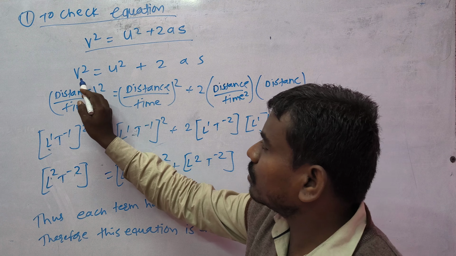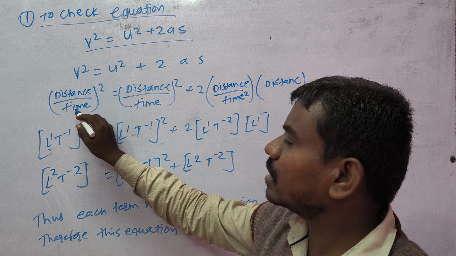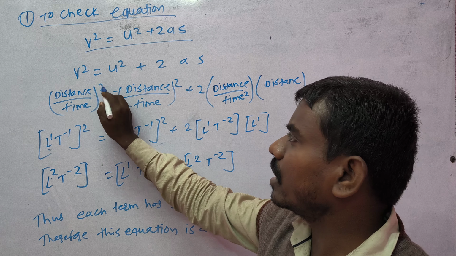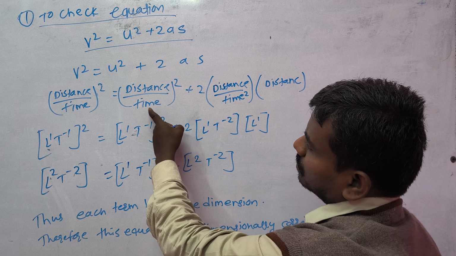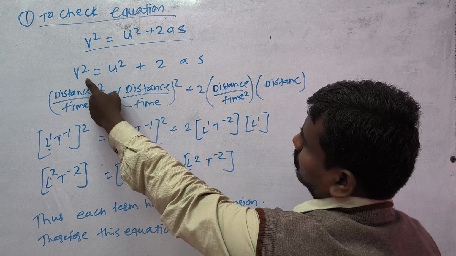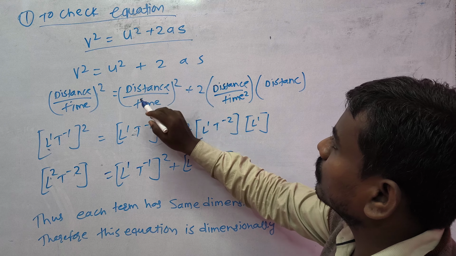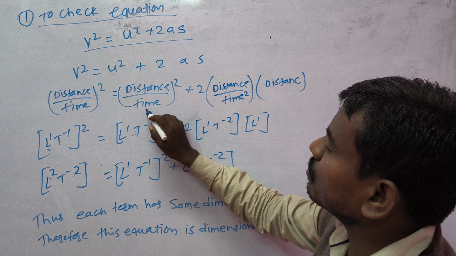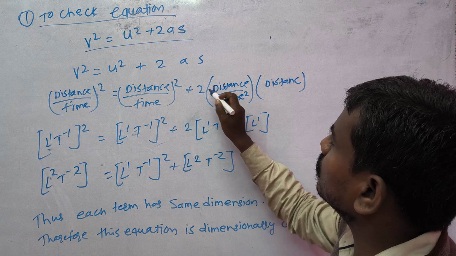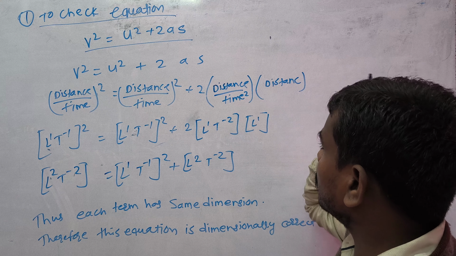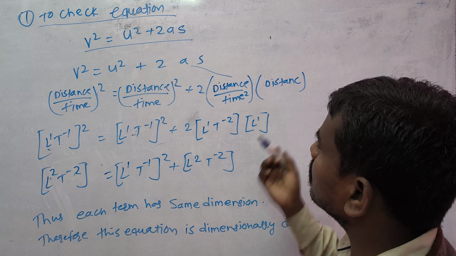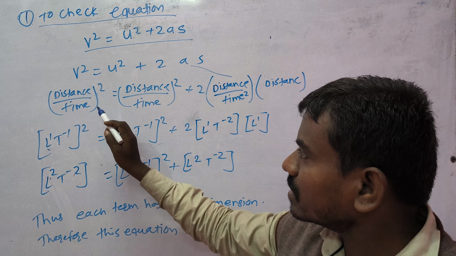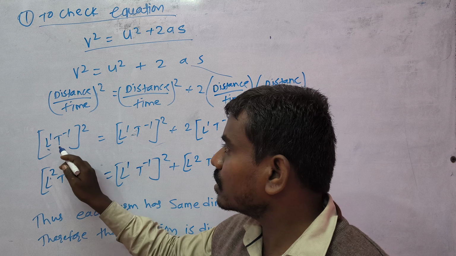So we know that v square, that is velocity square, velocity is distance upon time, again whole square, is equals to initial velocity square plus twice into a into s. Okay, so initial velocity, distance by time whole square, plus twice into a, that is distance per time square, acceleration. S, what is s? S is the distance. Okay, so what is dimensional formula of velocity?